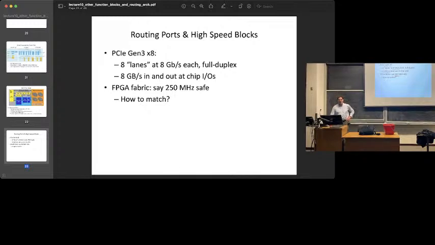So how do I match these things? On the one end, I've got 8 gigahertz and 8 bits, and I'm saying that I can handle maybe 250 megahertz in the fabric. Create the clock running at 250 megahertz. We have phase shift between the clocks. So I do have to transfer from the 8 gigahertz to the 250. You're right. But I don't want to lose any data.